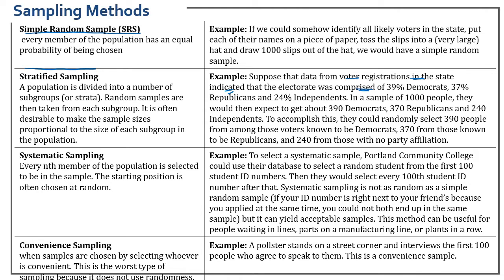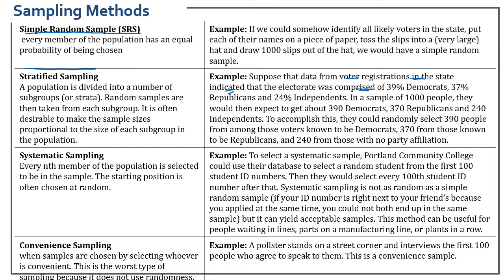So to accomplish that, they would take everyone that's a Democrat voter and choose 390 people from there. Everyone that is a Republican voter, choose 370 people from there. And everyone that has no party affiliation and is an independent, choose 240 people from there.